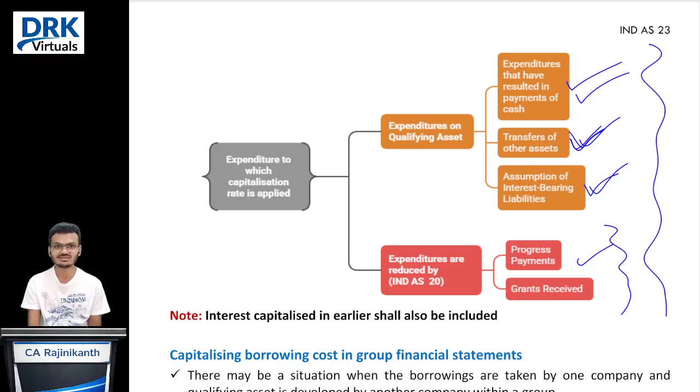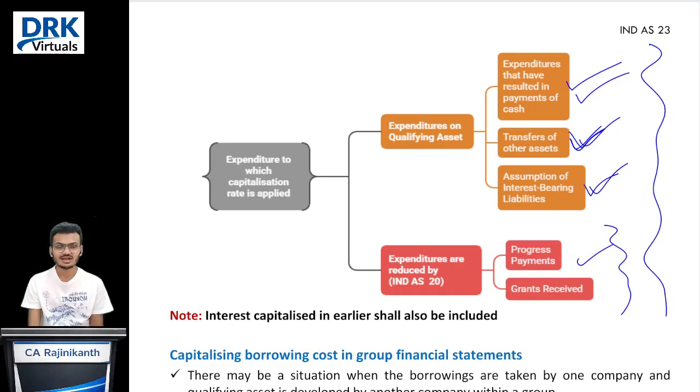Multiply that step 2 with step 1, that is the capitalization rate. In step 3, you will get one amount. You compare that amount with the actual borrowing cost incurred on general borrowings. The lower of the two amounts will become your borrowing cost that can be eligible for capitalization.